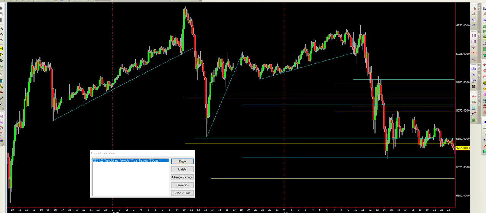Hello, friends and traders. Today we are discussing Level 2 Trendlines projects price targets. This tool has 6 hotspots, and we're looking to draw the trend lines, which are visible trend lines.